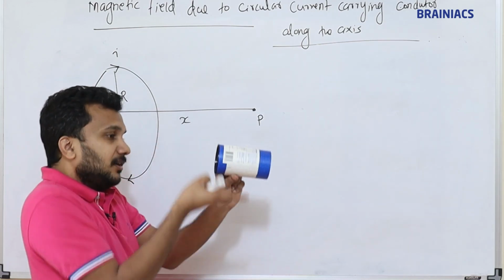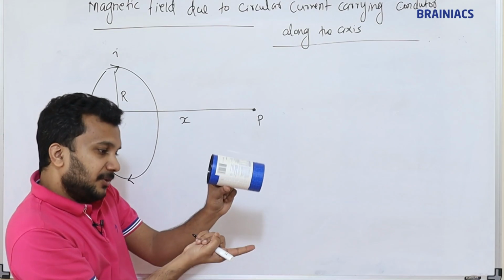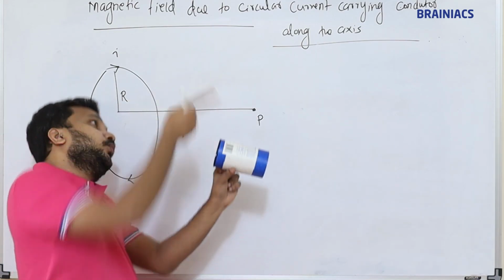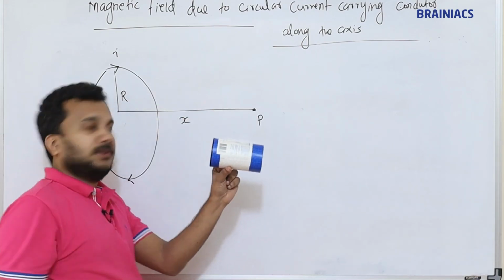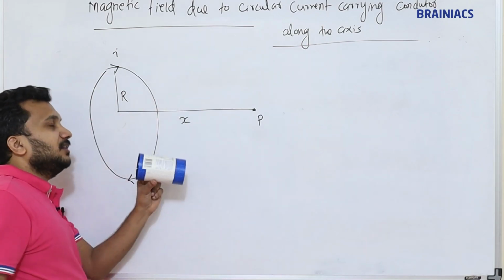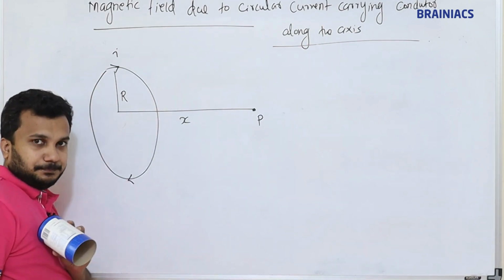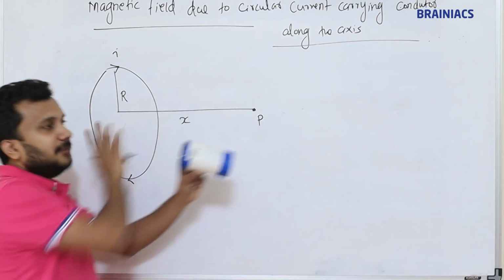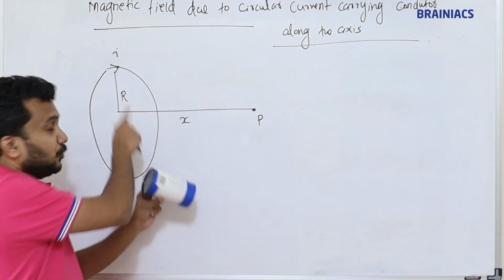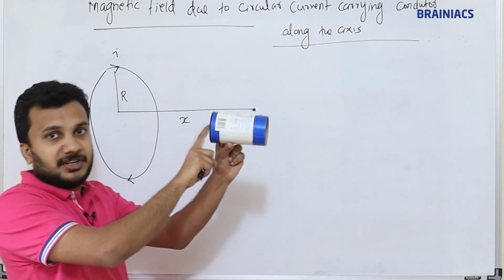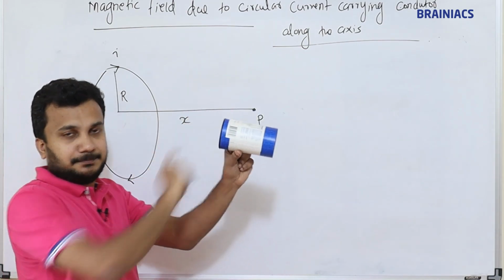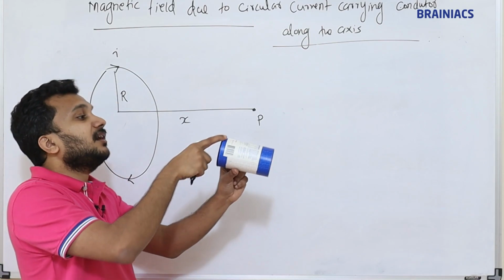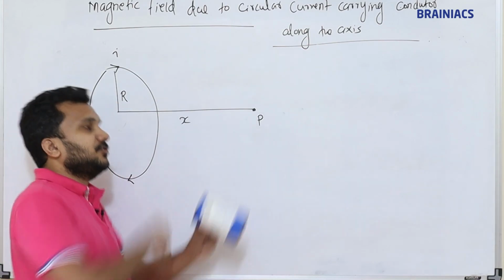The current is going like this, from here to here. Towards the board the current is flowing. So towards the board the current is flowing in this direction. Okay, forget about this diagram, you only have to look here. I am just depicting these things here, because it's a two-dimensional picture and this is a three-dimensional view. Three-dimensional is easy to understand. So the current is going in this direction.